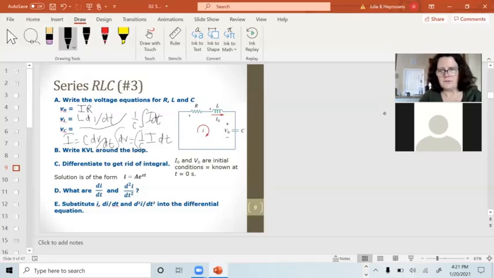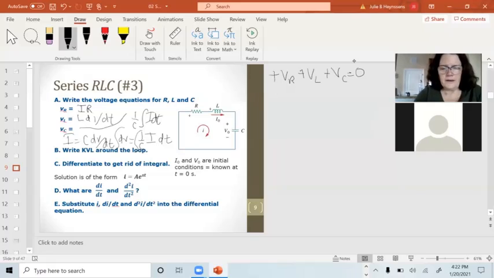KVL, sum of the voltages around the loop equals 0. I always go clockwise, it's just my convention. And if I hit a plus sign, I'm going from plus to minus, it's a drop, so I put a minus sign on the top. So basically, we would have minus VR, and then I'm going across the inductor again, it's minus, so minus VL minus VC equals 0. I could multiply that equation by -1 to get rid of the minus signs. That's a valid equation too.